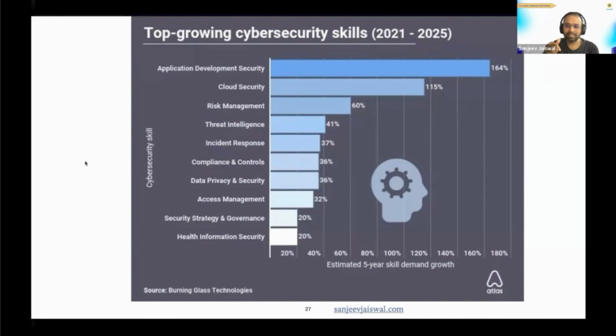And here, I'm sure, by next year or in a couple of years, you will see AI/ML security in the top 3 as well. So think in that way.